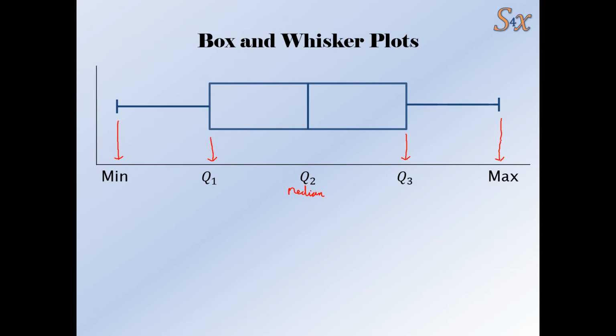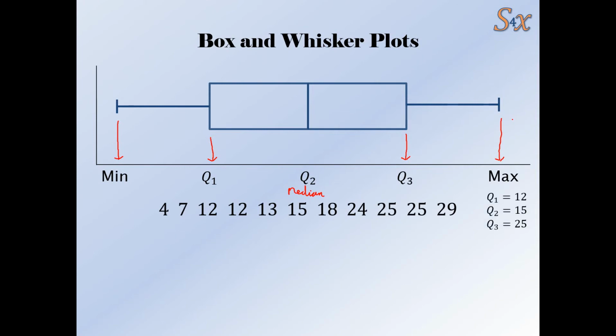So again, it's just a way of viewing the data and having a look at what it looks like, where the median is, if it's really spread out, if it's all really close together. It gives us a way of visualizing it. So back to that data set I used before. We found out that Q1 was 12, Q2, or the median, was 15, and Q3 was 25. And obviously the minimum is 4. So that's obviously our minimum there. And the maximum is 29.